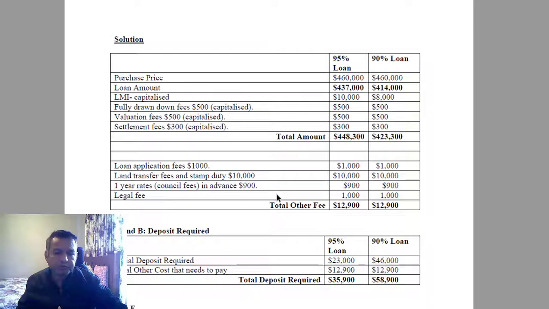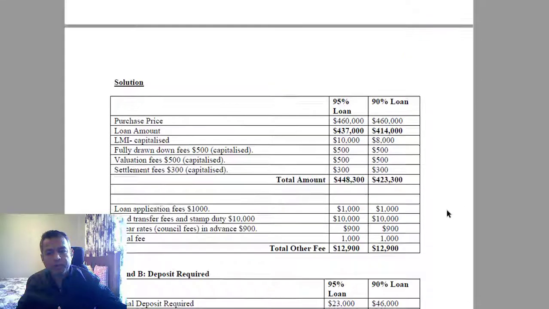So the solution will be, first of all, we will calculate the total amount we are trying to borrow for this purchase price, and also we'll try to find out what are the other costs associated with the loan amount and how much deposit we require for 95% loan and 90% loan.